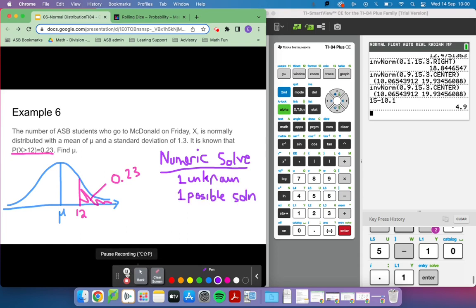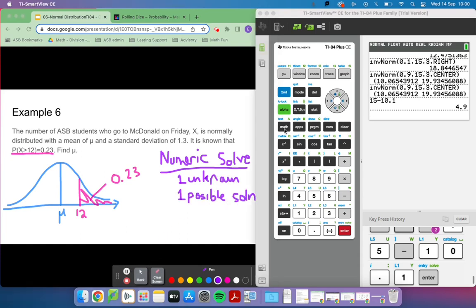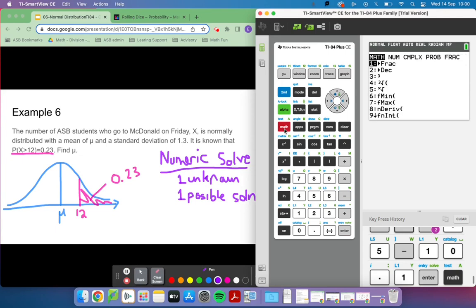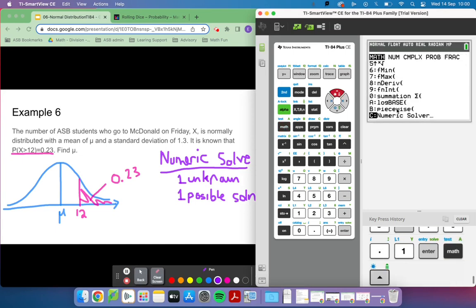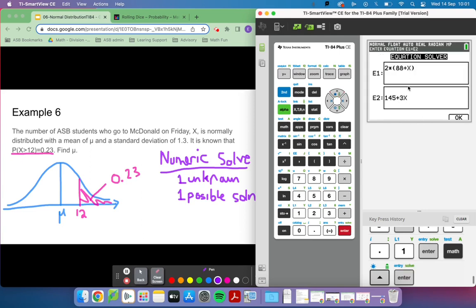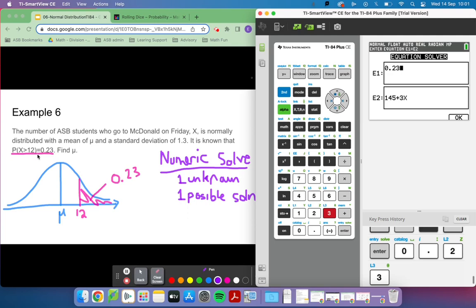And let's see how we do this. In your calculator, you're going to go into math, and you're going to scroll up to the very bottom, which is numeric solve. In numeric solve, you're going to have two equations that are going to come up. You can delete whatever you already have in these two equations, so this is not relevant for us. Our first equation, our first part, is going to be 0.23. So 0.23 is equal to the probability that x is bigger than 12.